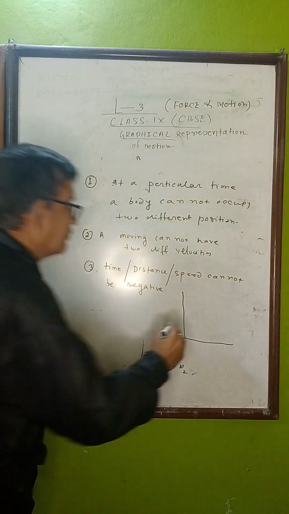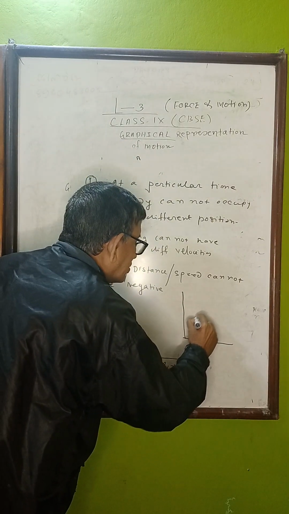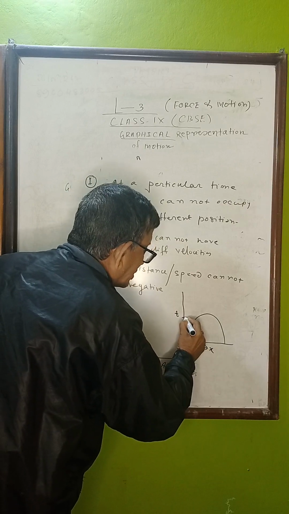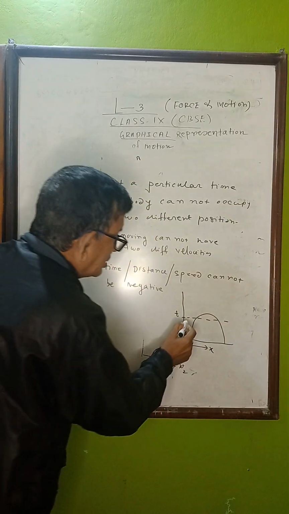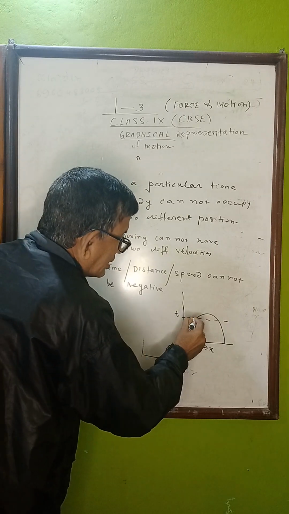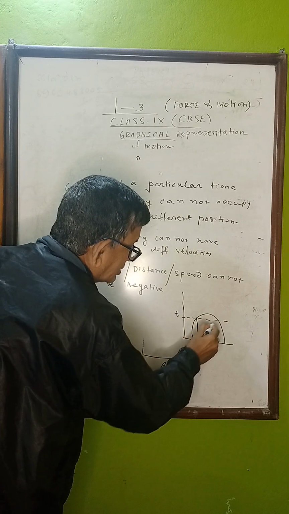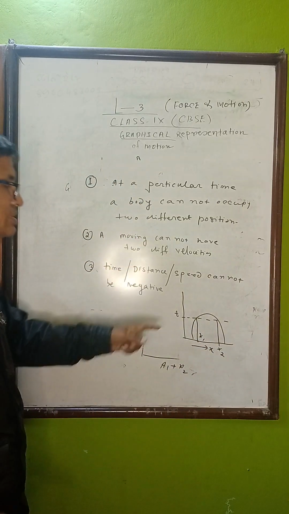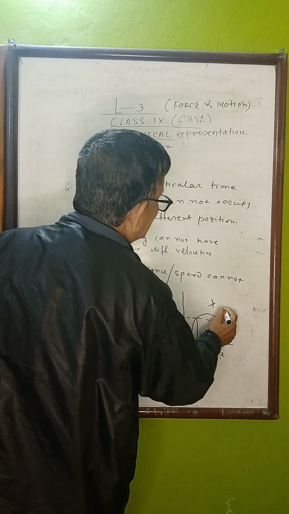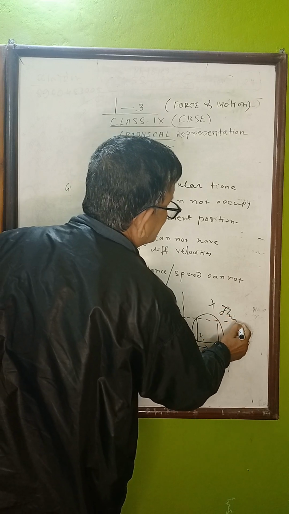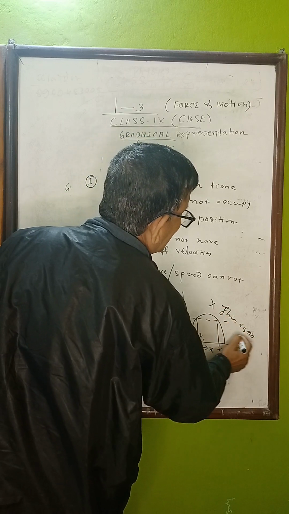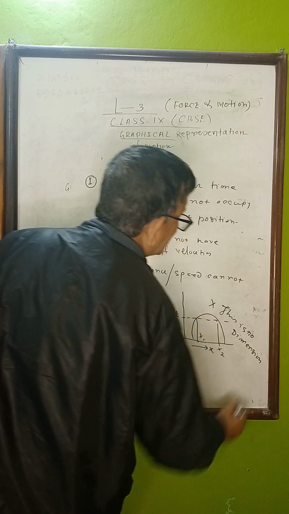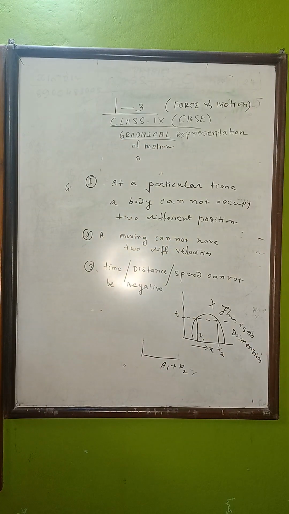I am drawing one graph. Time, and that is displacement. If you take a parallel line, we see this parallel line cutting the graph at two positions. We are getting two displacements. One is x1, other is x2. So this is not one-dimensional motion. Clear? This is not one-dimensional motion.